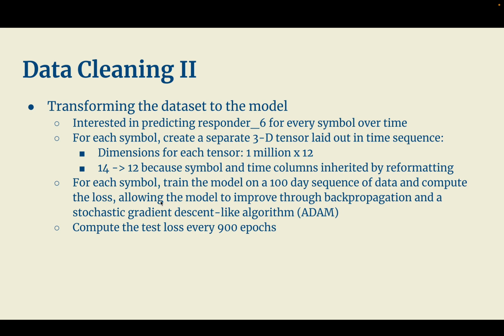And then after that, I compute the loss and I allow the model to improve through backpropagation and a stochastic gradient descent-like algorithm, which is something we talked about. The one that I used is very similar to stochastic gradient descent, and it's called Adam, which is basically the same thing. It works very similarly, but it just allows the learning rate to change instead of being a fixed value, so it'll have an adaptive learning rate. And then I computed the test loss every 900 epochs. I'll have the results in the next slide.